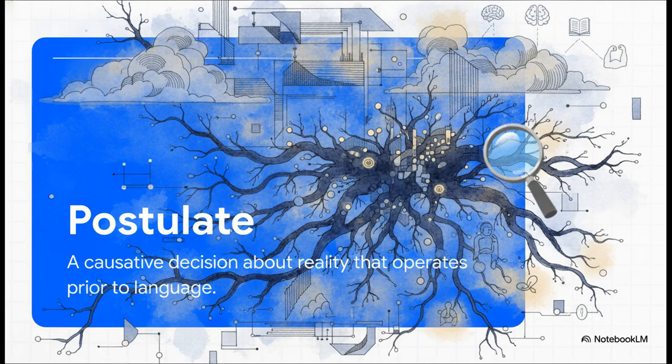This decision is made before you even have the language to express it. It's a foundational filter. Everything else, your intelligence, your education, your willpower, they're all just downstream effects of these deeply hidden subconscious decisions. If you want to find the true source code of someone's behavior, you have to dig way past their thoughts and find their postulates.